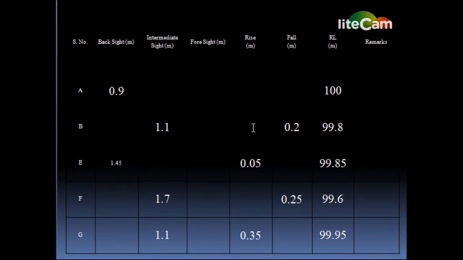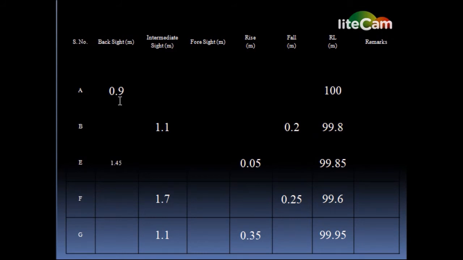So here what we do is we have taken the RL of the benchmark as 100, and we took the backside at point A, that is 0.9. We had gone to point B, where the intermediate side was 1.1. So clearly there is a fall or rise in this value. We are going to calculate this rise and fall.